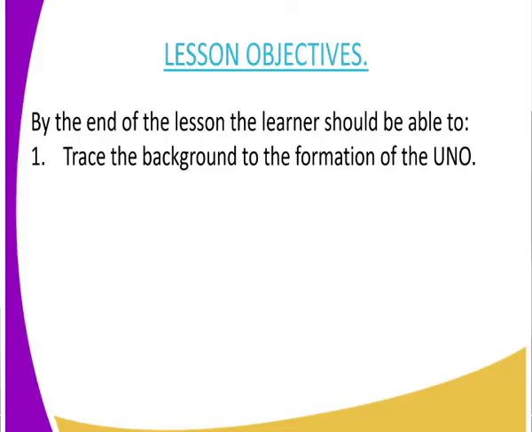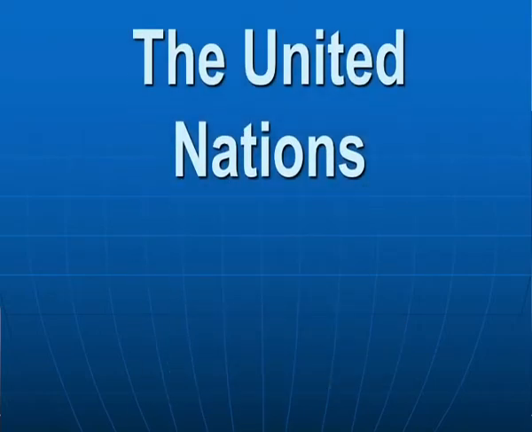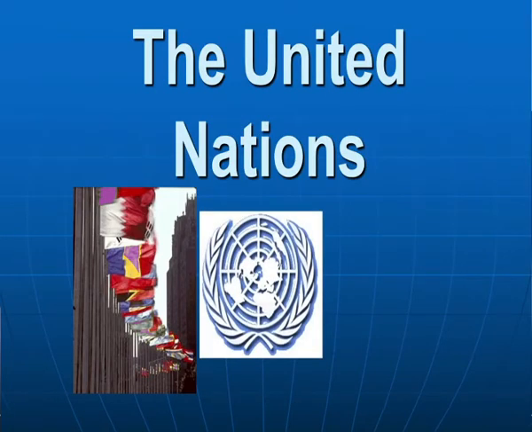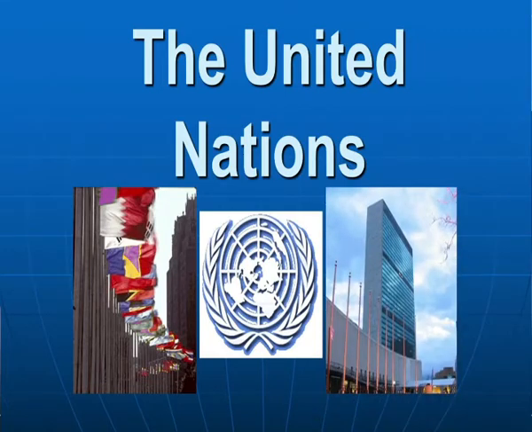Now, let us introduce the United Nations. Good. That is the globe, and that is the symbol of the United Nations, so you can see that. Then we introduce the United Nations as an organization. That is the United Nations offices in Geneva. Then that's the symbol, right? Symbol of the United Nations, and also those are the offices in New York.